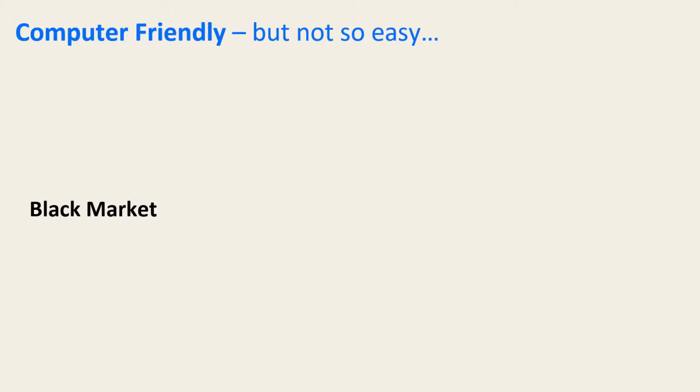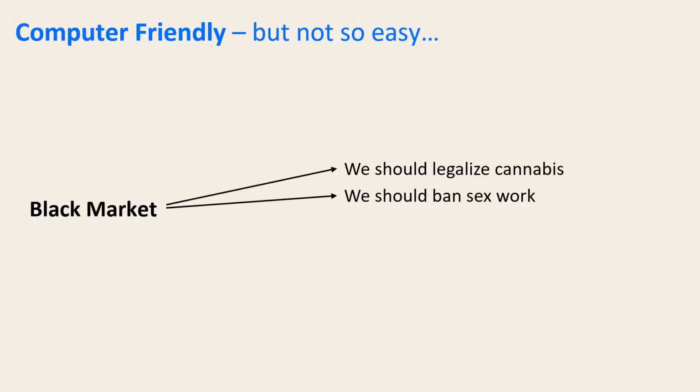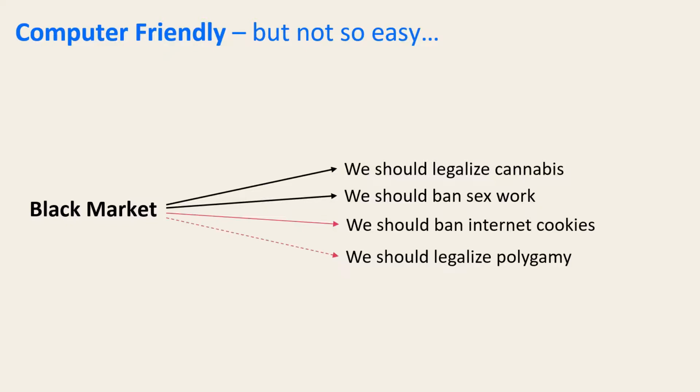Okay, so we've seen that it's computer friendly. Maybe it's computer friendly because it's very easy, and we could have done better. So consider the class black market, and consider two motions which belong to this class: we should legalize cannabis, and we should ban sex work. This might lead you to suspect that matching motions to the black market class is easy. We can simply look at the action, and if we see legalize or ban, we know that the black market is relevant. But this is actually not the case. So for example, consider the motion we should ban internet cookies, where it's not relevant, or the motion we should legalize polygamy, which at least on the face of it is not a relevant motion.